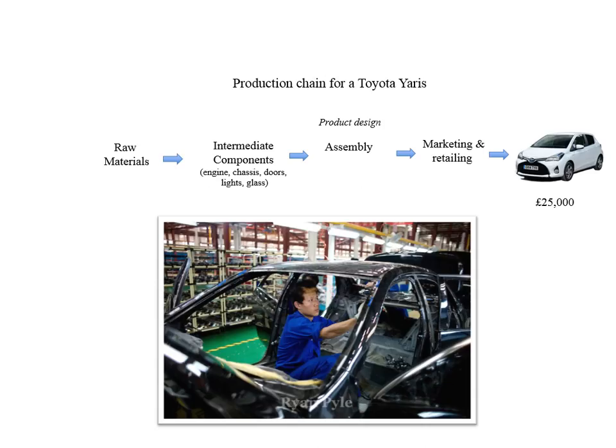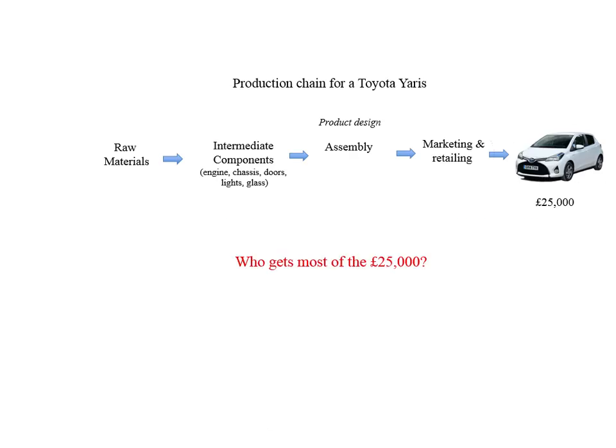Finally, a car. A lot of raw materials, then they turn into intermediate goods. Engine is produced, chassis is produced, doors, lights, glasses, and then it gets assembled in a factory, and then marketing and retailing, which is the most profitable part. Raw materials, intermediate components, raise of hands, assembly, marketing and retailing. Raise of hands. I think we got this correct.